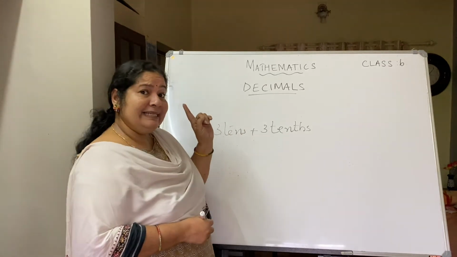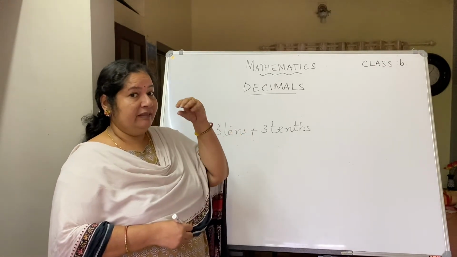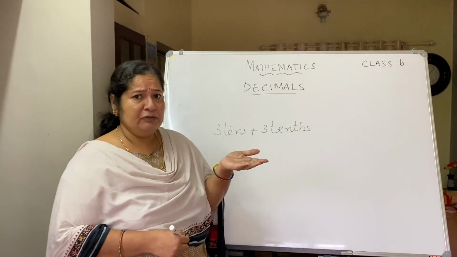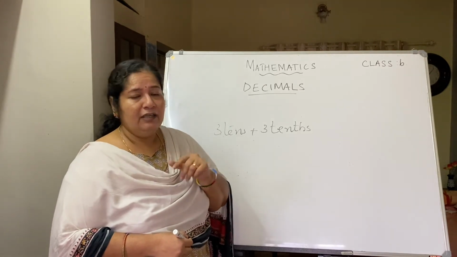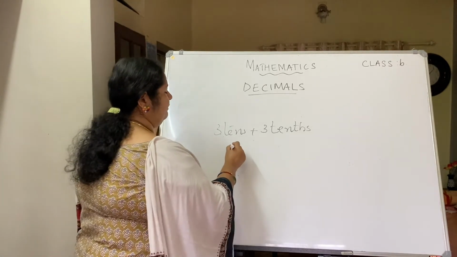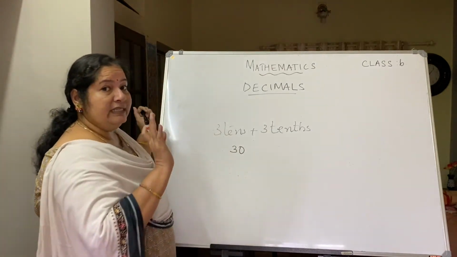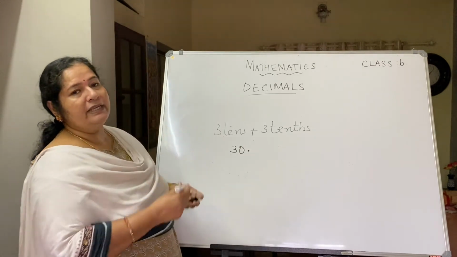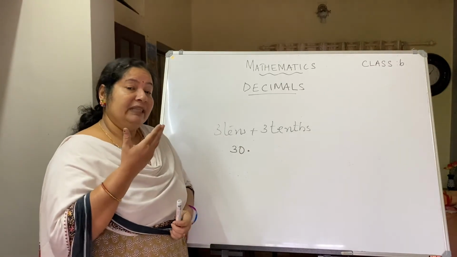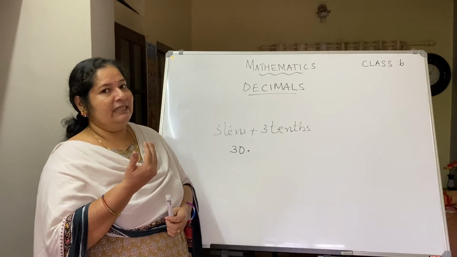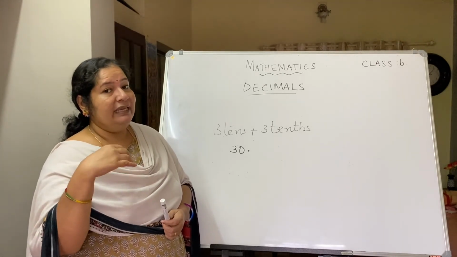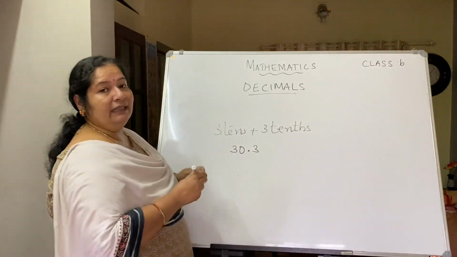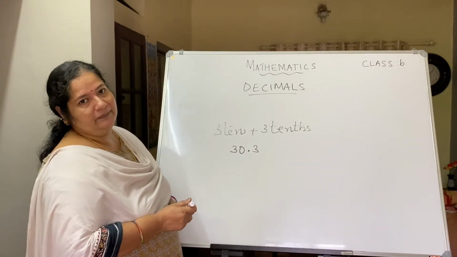Now 3 tens means we are having 3 in the tens place. So what about the ones place? The ones place doesn't have a digit. So what will you put there? You should put 0 there. So this will be 30. Now the decimal part, how will you represent it? There should be a decimal point. Now the decimal part is given as 3 tenths. 3 tenths means what digit is coming in the tenths place? 3. So you write that in the tenths place, it will be 30.3.